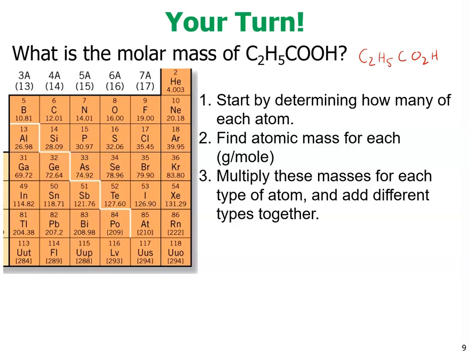Find the atomic mass for each of those elements. And remember that mass means grams per mole. So this number is going to tell you how many grams of something you need to weigh on a scale to get a mole of that. So account for that, and then multiply those masses by the number of each element, and then add them all together.